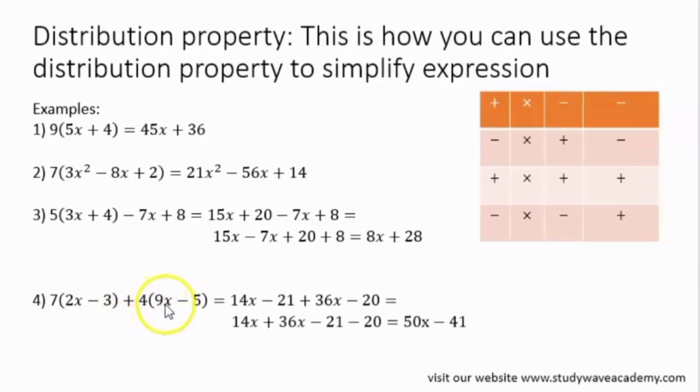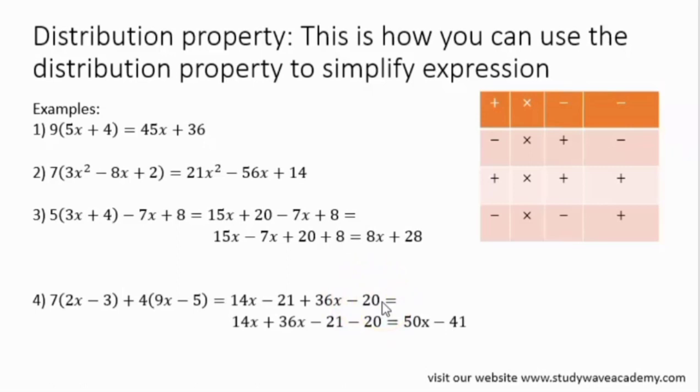times 9x is going to give us what? Plus 36x. The next one is 4 times minus 5. Remember I was telling us that when a plus sign and a minus sign are put together, the thing becomes minus, right? So 4 times minus 5 will give us minus 20. Then what are we going to do next?